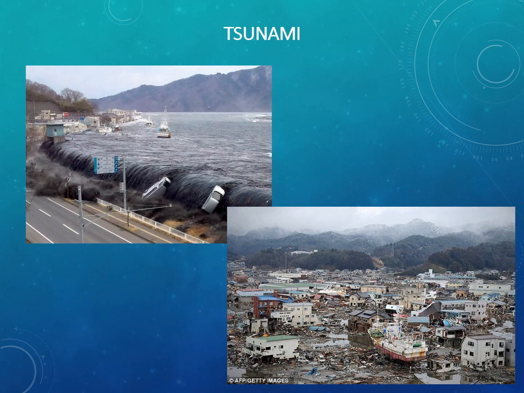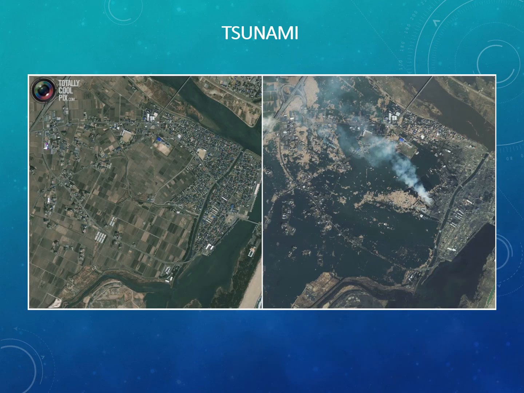Here are some images of the destruction the 2011 tsunami left behind as it moved on shore. It moved inland about 6 or 7 miles from the coast before receding and losing its energy. Here's the before and after of the Fukushima province in an aerial view. Before is on the left and after is on the right.